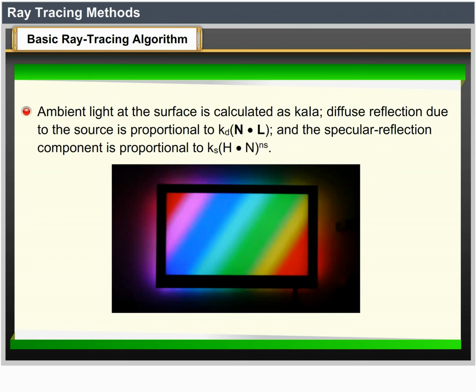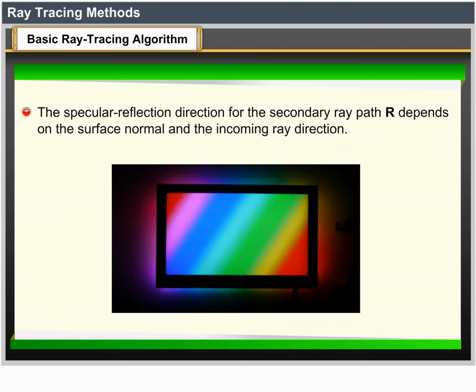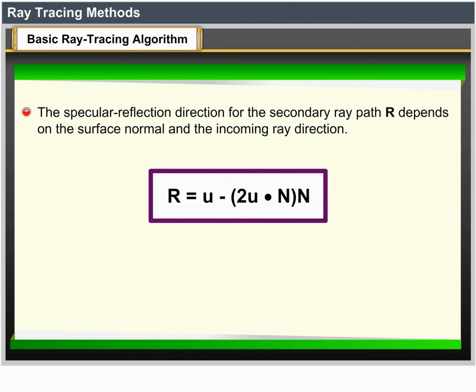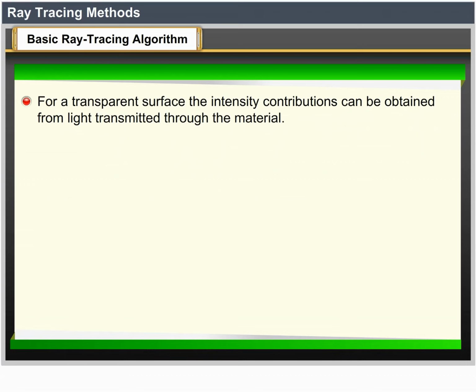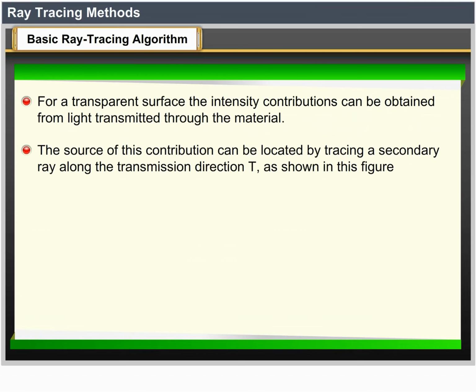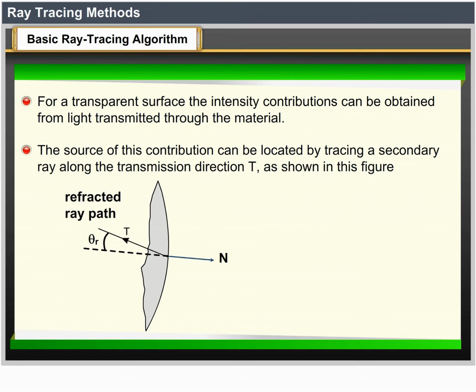The specular reflection direction for the secondary ray path R depends on the surface normal and the incoming ray direction. R equals U minus 2U and N into N. For a transparent surface, we also need to obtain intensity contributions from light transmitted through the material. We can locate the source of this contribution by tracing a secondary ray along the transmission direction T as shown in the figure.